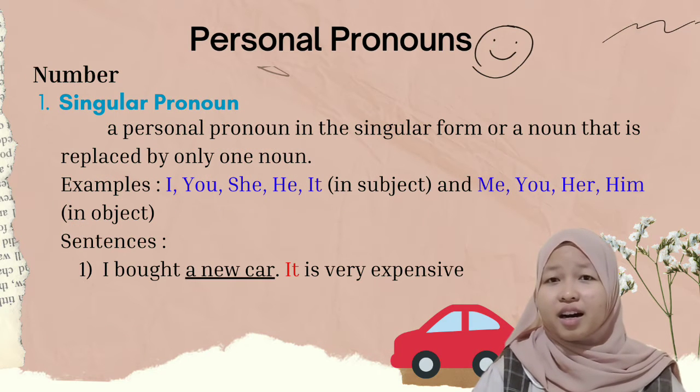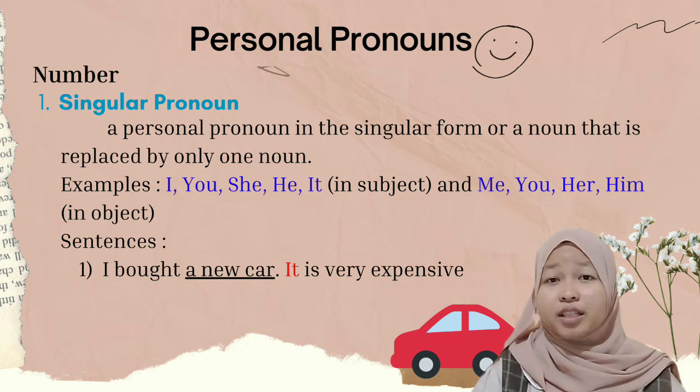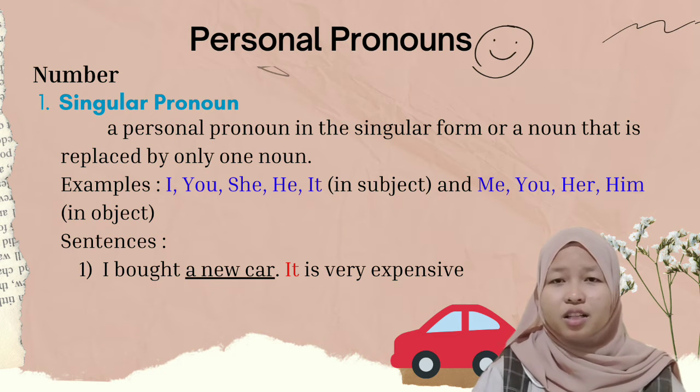I bought a new car. It is very expensive. The word it in the next sentence refers to a new car, because there is only one item, so we use the pronoun it.